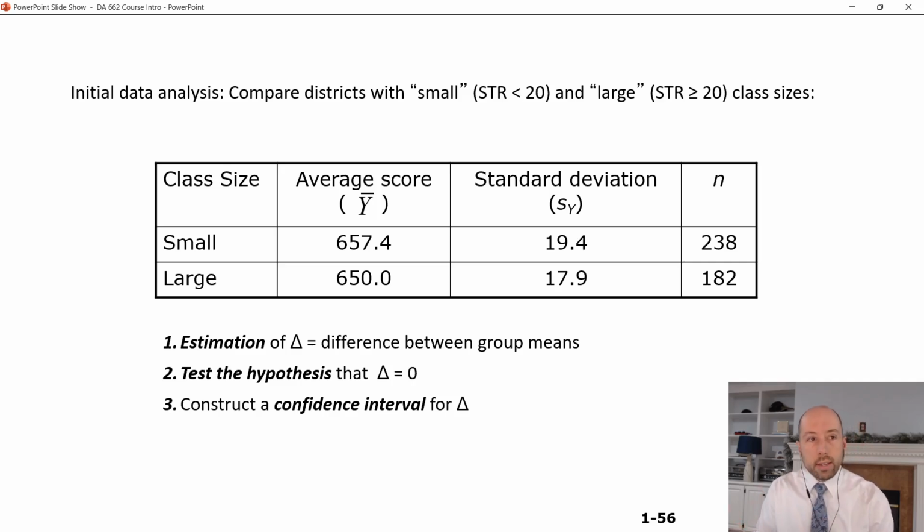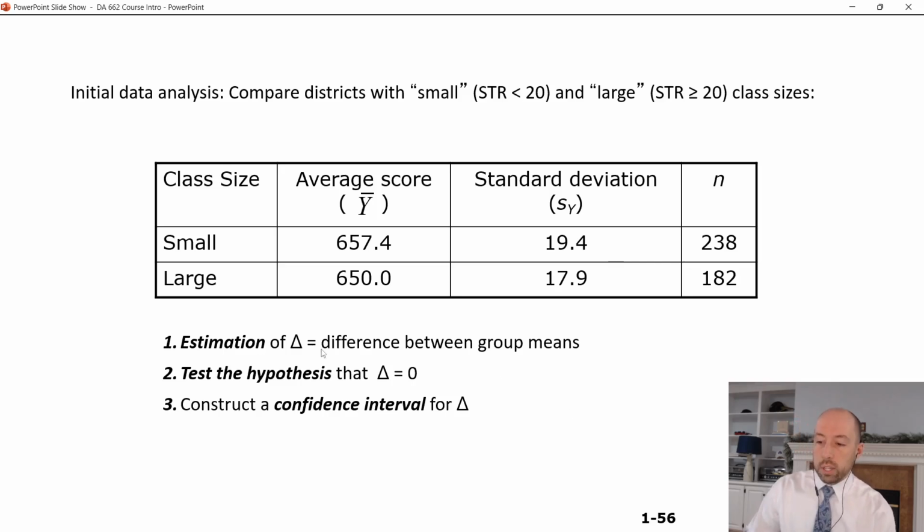N is 238 in the small group and 182 in the large group. 400 observations is not that bad. So anytime you've got less than 100 observations, you might be concerned that you just don't have a lot of data and you're not going to have a lot of ability to make really confident statements. More data should be better in most contexts. But 400 is not the smallest number I've ever seen.